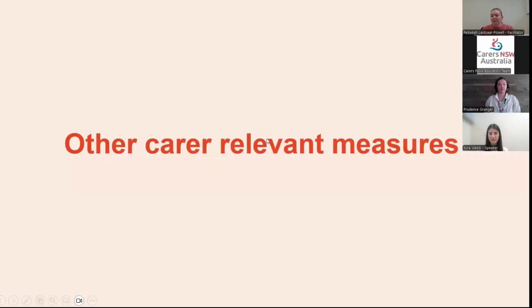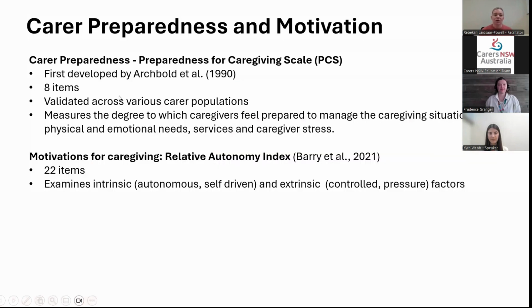Also, I guess this is a bit of a catch-all of other carer relevant measures that you might not have heard of or that you might be interested in including. So first is carer preparedness, the degree to which a carer feels prepared to manage the caring situation. There's the preparedness for caregiving scale, which is quite a brief one, 8 items. There's also a similar concept of carer motivation.